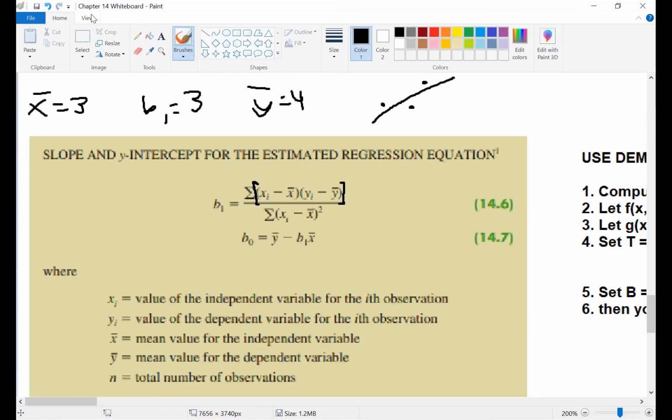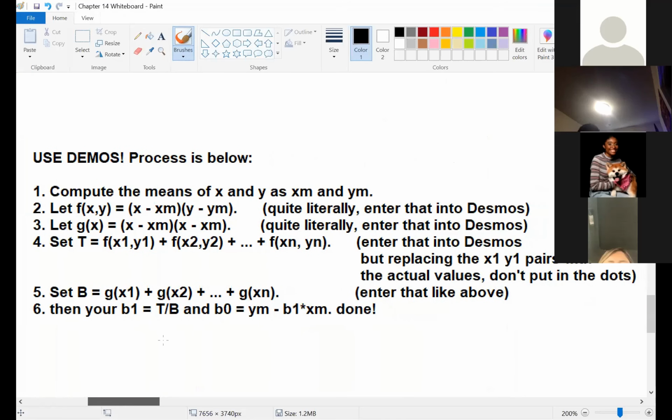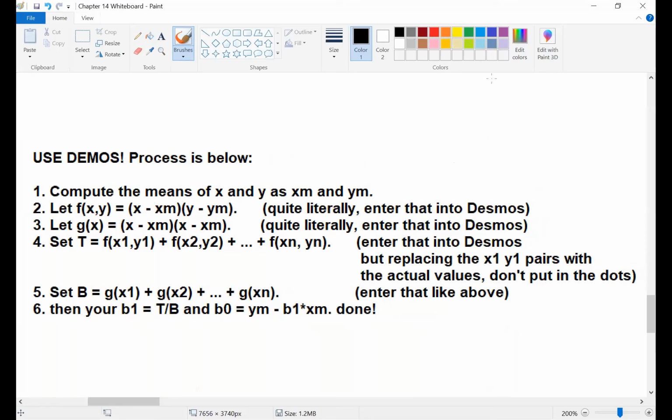For this, you can use Desmos as the shortcut. You don't need to put this on your cheat sheet, but it will be very useful to have for the WebWorks. So you want to compute your means of x, y. It says xm, ym. The m just means mean. You can say x bar, y bar, doesn't matter. It's just when you're entering it in the Desmos, just putting xm is a little bit easier to type.